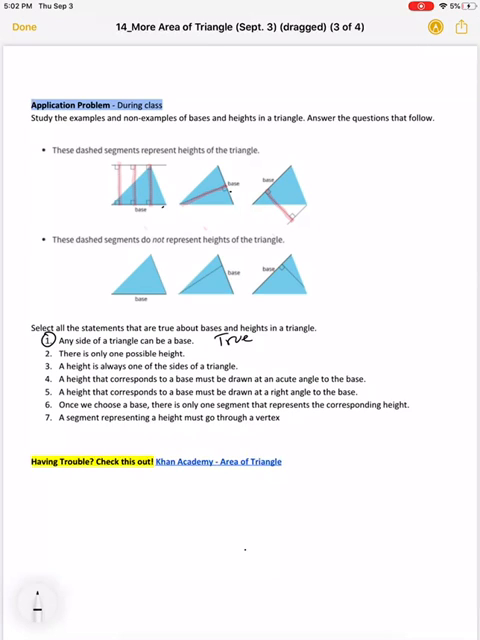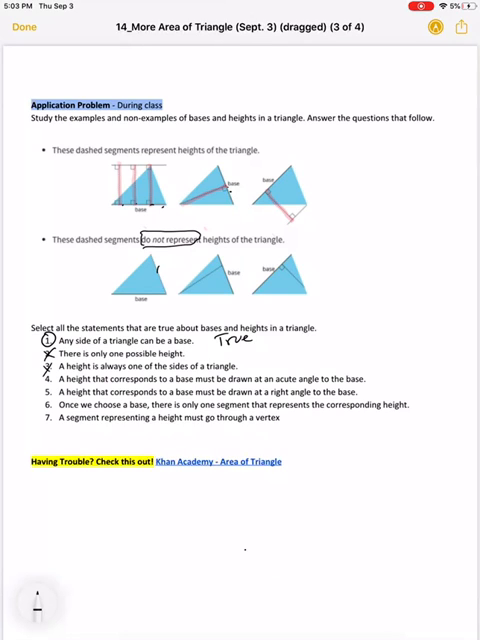Okay, there is only one possible height. Well, I can see that's not true because there are three different heights listed, a height here and a height here. A height is always one of the sides of the triangle. If I look along the top, there's not a single side that fits that. And if I look down here, here's one where the height is labeled and it says it does not represent it. So that's a no.